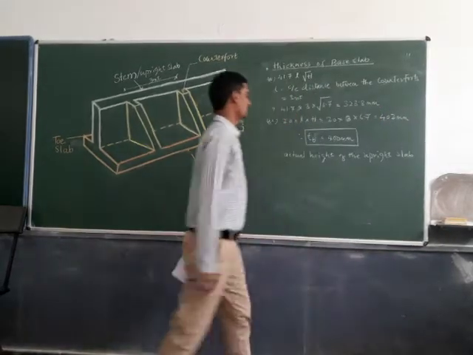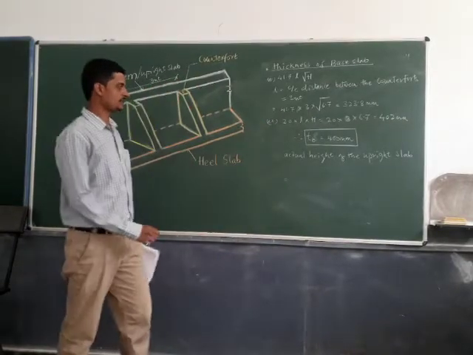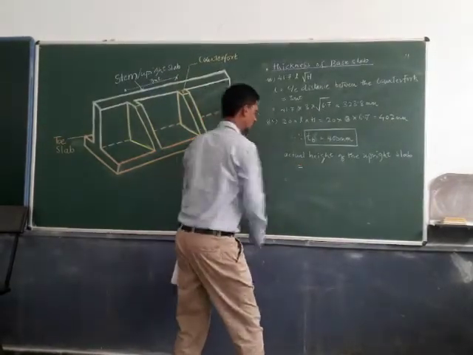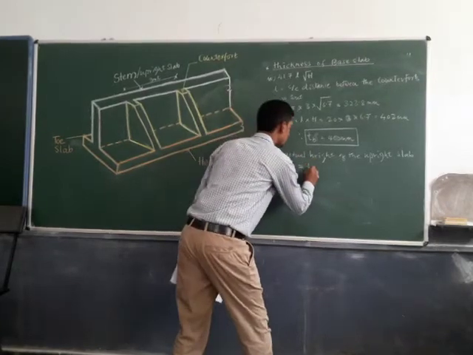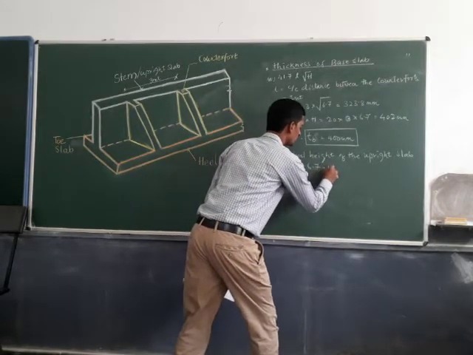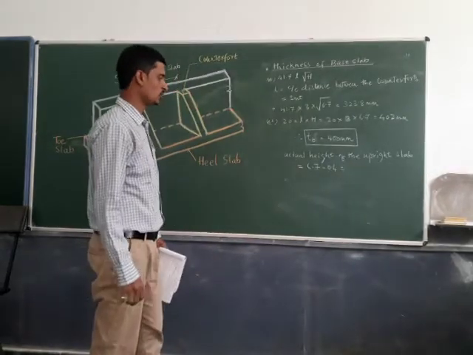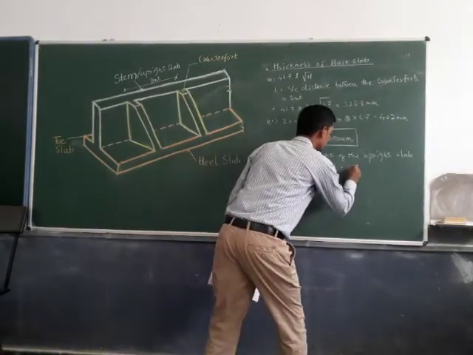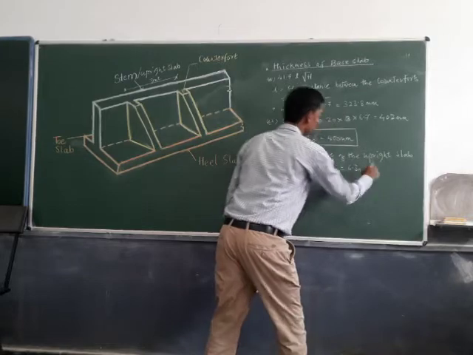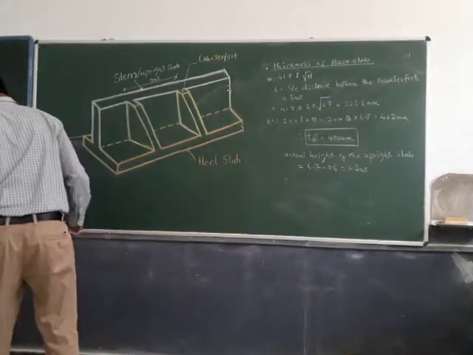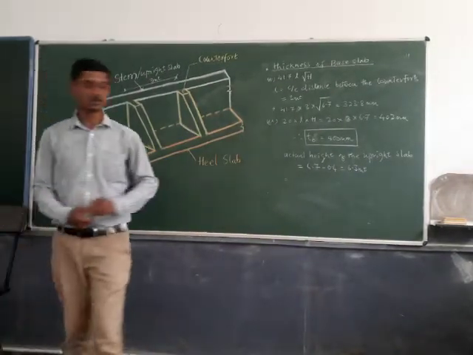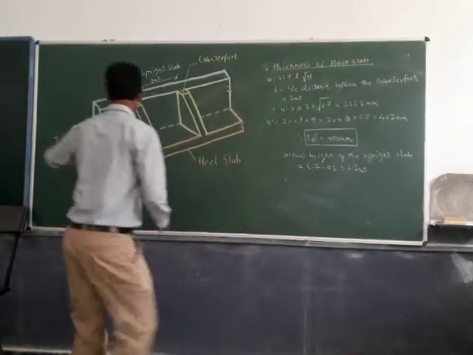So what will happen? The actual height of the upright slab is equal to 6.7 meter minus 0.4. So we get it as 6.3 meter. Okay, understood. So what you can see is the actual height of the upright slab.